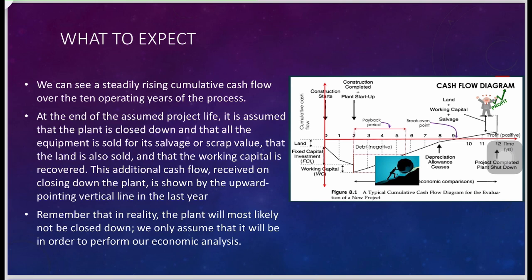Okay, so at the end of the assumed project life, it is assumed that the plant is closed down and that all the equipment is sold for its salvage or scrap value. That the land is also sold, and that the working capital is recovered. This additional cash flow received on closing down the plant is shown by the upward pointing vertical line in the last year. All right, so as you can see here in the diagram, it is at year 12.